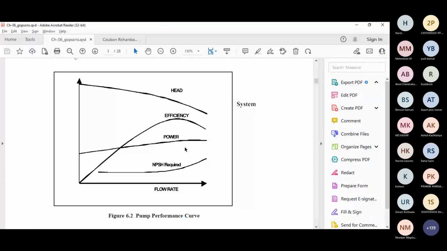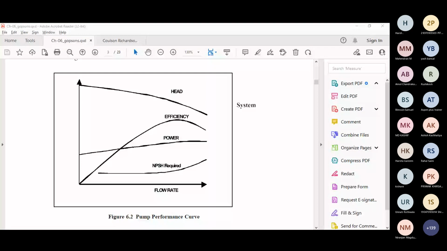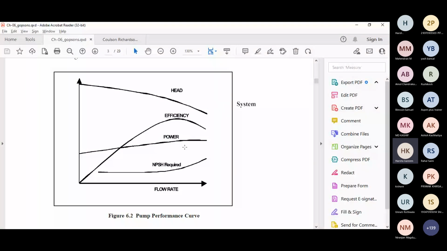So I think all your questions are clear. We will move to the pump curves, right? Yes, sir, please go ahead. So first of all, we will discuss the power, but let us start with the head. Basically, on your x-axis we have the flow rate, on the y-axis we have the different variables. So when your flow rate is 0, the pump is operating at shut off.